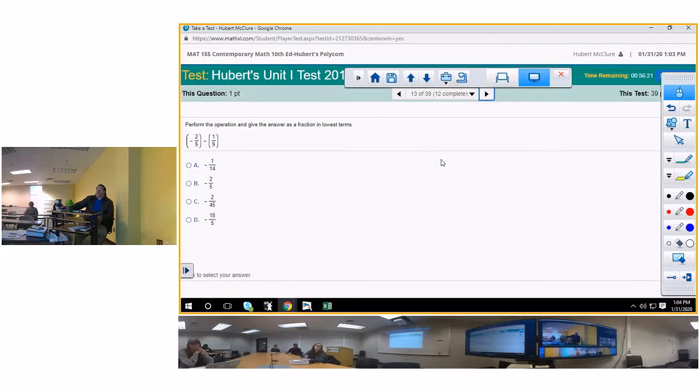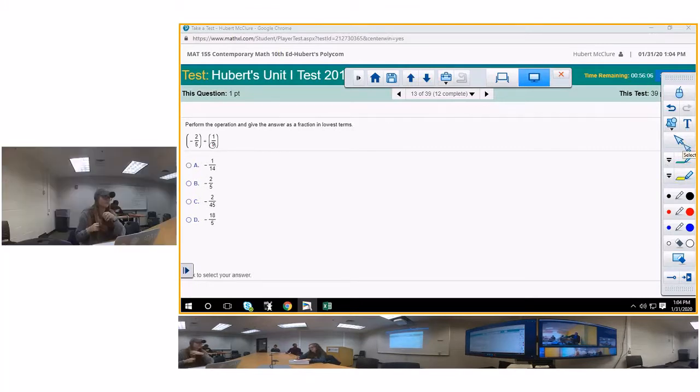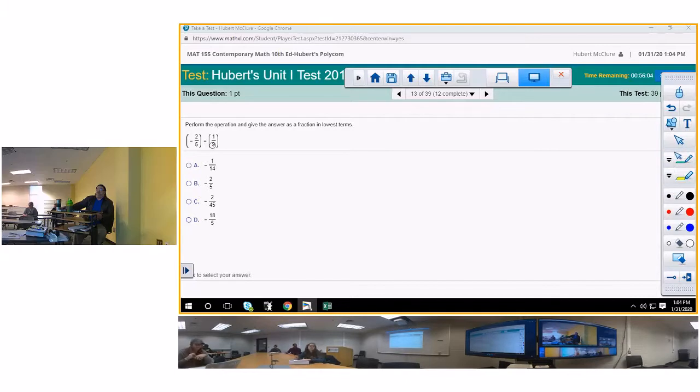This is division. Negative 2/5 divided by 1/9. Somebody tell me what the sign is going to be. Negative times a positive, or negative divided by a positive. Is it going to be negative or positive? Negative. It's going to be negative because it's unlike. Thank you, one person out of 25 people. I appreciate it. Or 20-something.